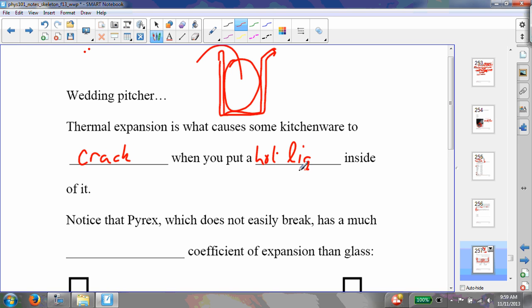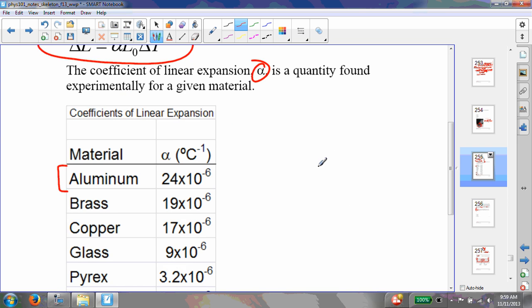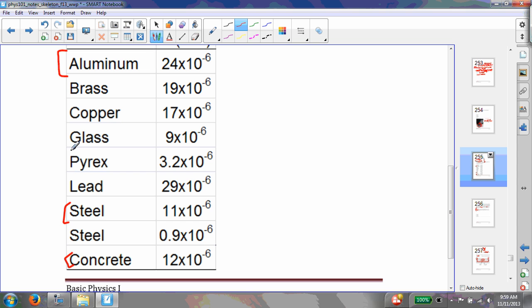Now, some materials, such as Pyrex, do not easily break, and that's because Pyrex has a much smaller coefficient of expansion than glass. Pyrex is glass that has been heat treated, so it's raised to very high temperatures and cooled, and that makes this glass very heat resistant. If we look back at our coefficients, Pyrex is 3.2 times 10 to the minus 6, and glass is 9 times 10 to the minus 6. So Pyrex only increases in length by about a third of what glass increases, and that's why Pyrex is heat resistant.